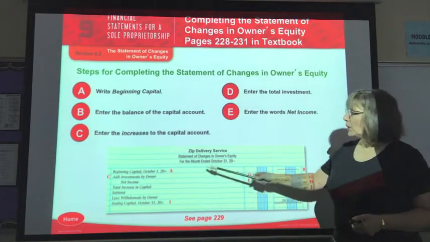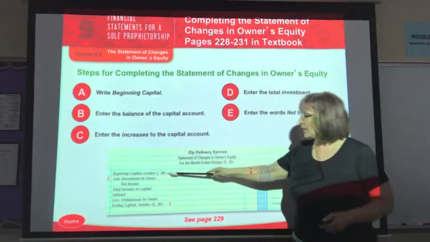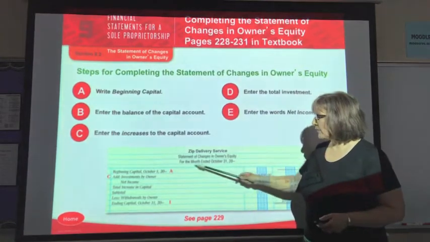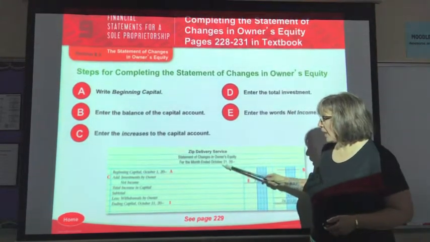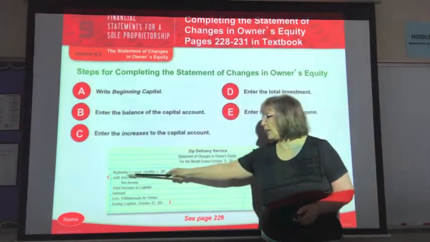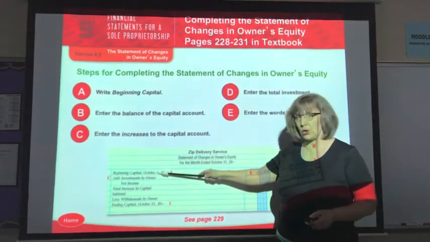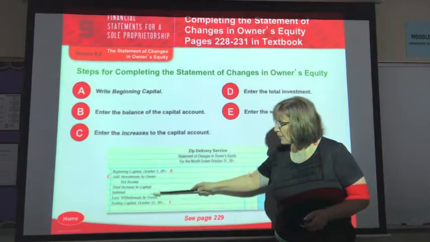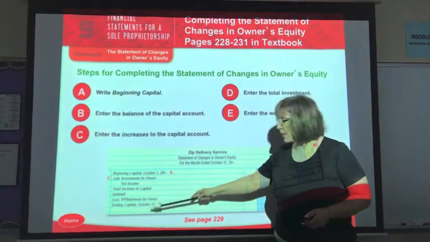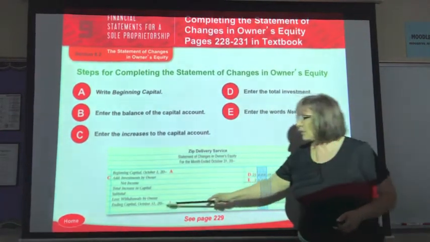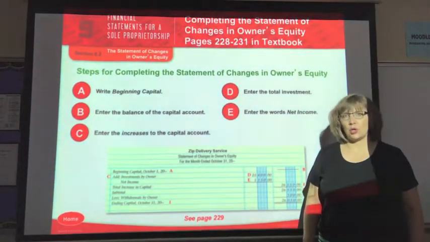changed. We're going to go from our beginning capital at the beginning of the accounting cycle, which if this was a month, and we ended on October 30th, means the beginning capital started on October 1st. We're going to see what happened to it throughout the month, and then we're going to end with our ending capital on October 30th.